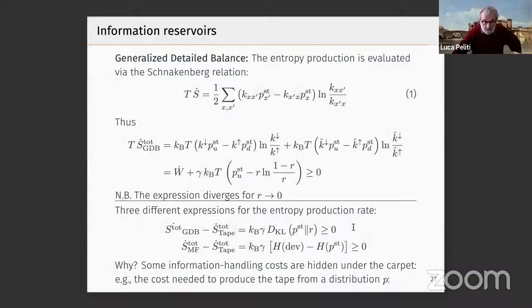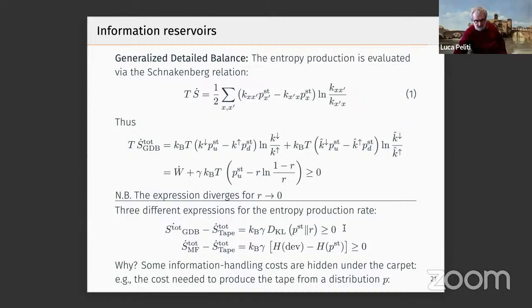Go back. Okay, so what we say is that you can show that the difference of the entropy production in the generalized detailed balance setup and minus the entropy production in the tape setup is proportional to the Kullback-Leibler divergence between the two distributions, and therefore is larger than or equal to zero.